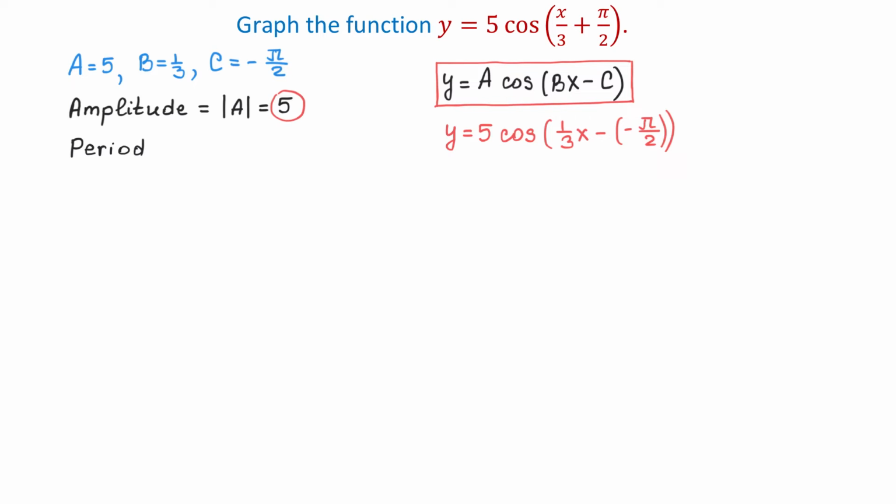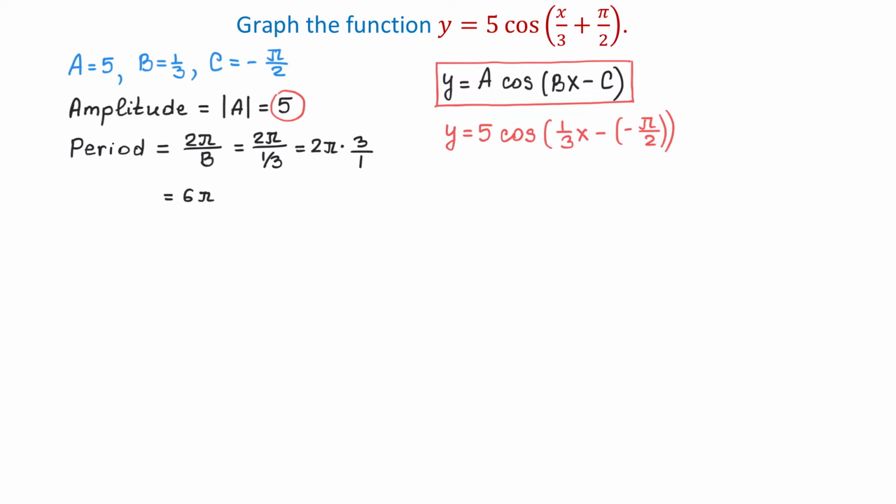The period is found using the formula 2 pi divided by b. Then we will replace b with 1 over 3, and we will have 2 pi divided by 1 over 3, which is the same as 2 pi multiplied by 3 over 1. Then the period will be 6 pi, and this means that the function will complete one cycle over the period of 6 pi.